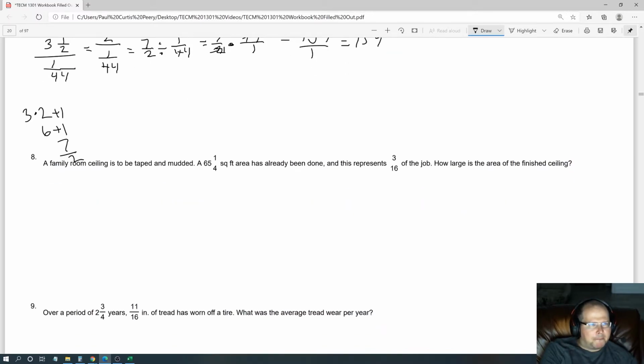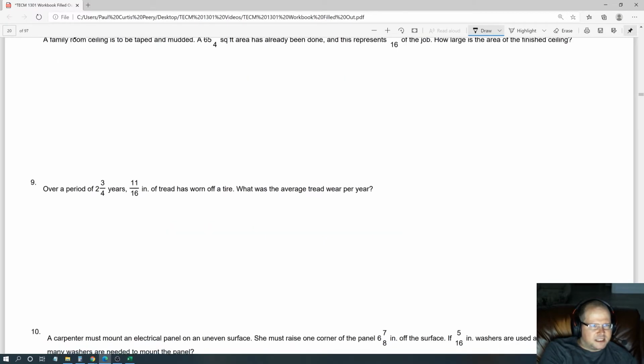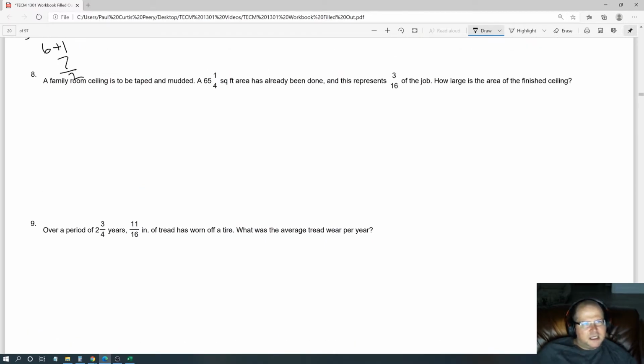All right. A family room ceiling is to be taped and mudded. A 65 1/4 square foot area has already been done, and this represents 3/16 of the job. How large is the area of the finished ceiling? Okay, family room ceiling is to be taped and mudded. Okay, so we already did this. This represents 3/16 of the job. This requires a little bit of thinking, right? 3/16 is what has already been done.